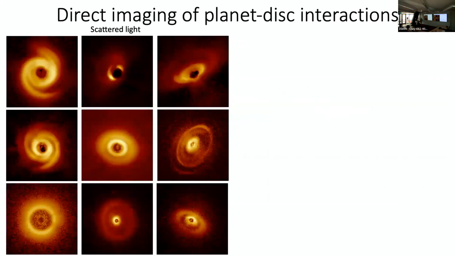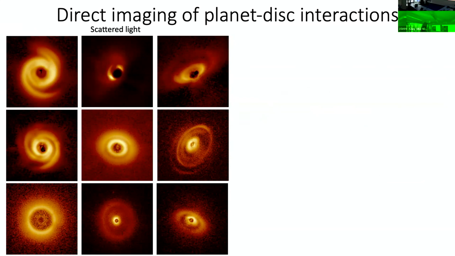So over the course of my PhD, I've been gradually reducing scattered light data from the SPHERE instrument at VLT. What you're basically looking at is light that has come from the central star and has been reflected off small dust grains on the surface of a flared protoplanetary disk. And you can see that none are the same. They're all very, very different.